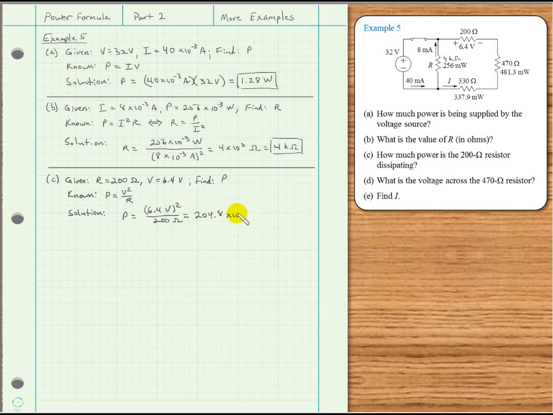204.8 times 10 to the minus 3. That will be in watts, and that's the same as 204.8 milliwatts. And that's the power dissipated by the 200 ohm resistor.